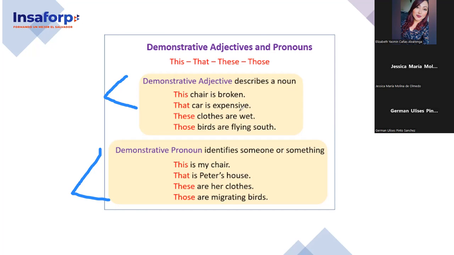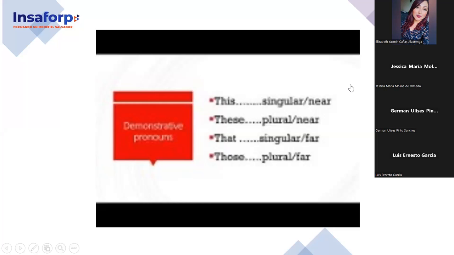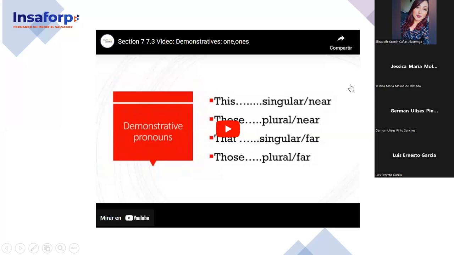Very good. Thank you so much. We have expensive, birds, chair, clothes, and this her clothes, migrating birds. Very good. Thank you so much for the reading. Wonderful. Okay, let me show you more examples about this. And let's take a look at the following video. Let's listen and watch.